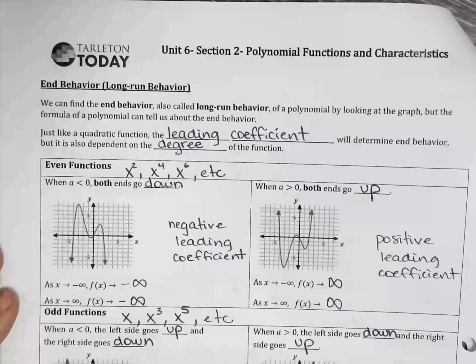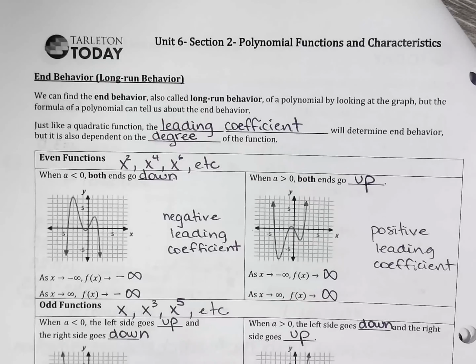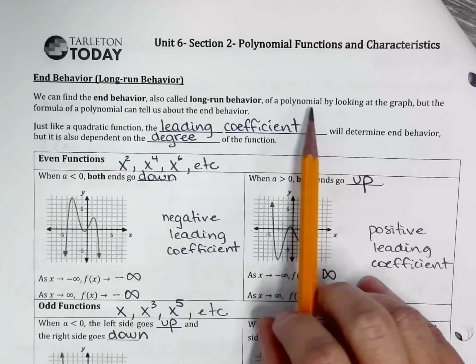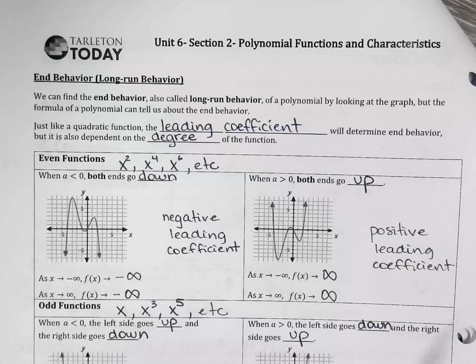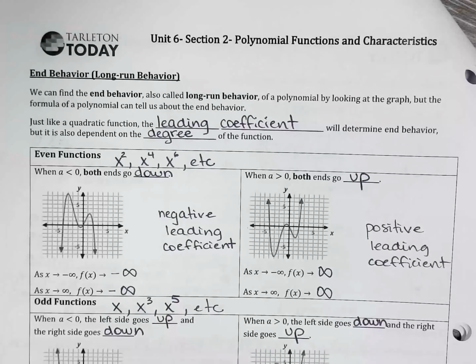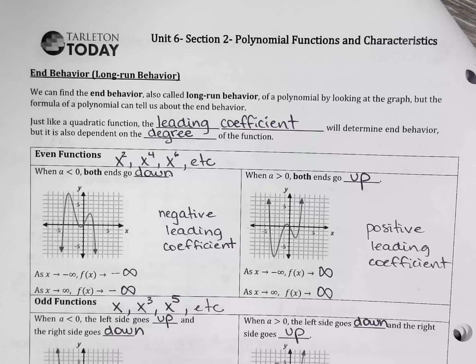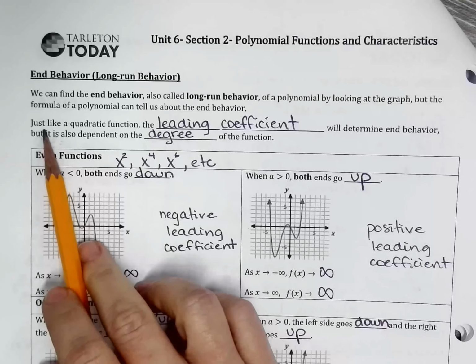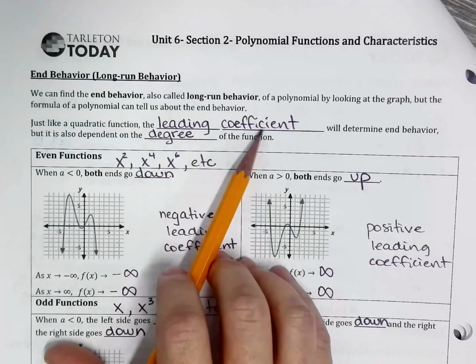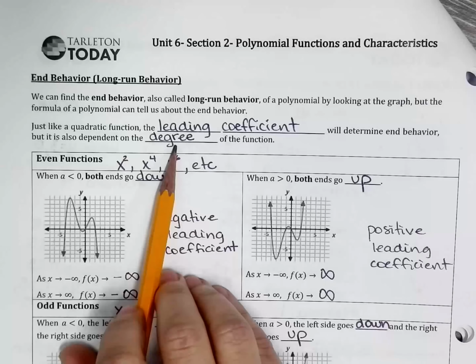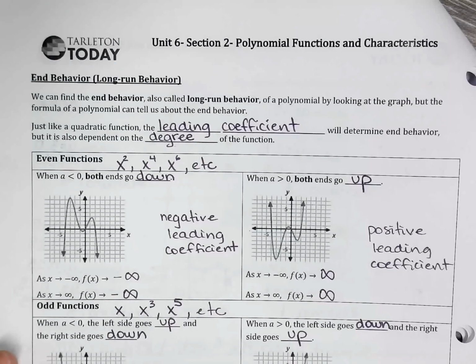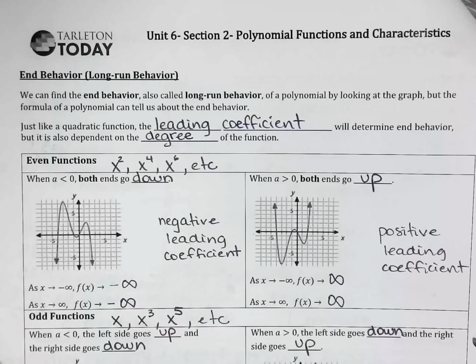Okay, end behavior. So we talked a little bit about the end behavior of a polynomial by looking at the graph, but the formula of a polynomial can tell us all about the end behavior, and it can actually predict it, and you can go back and forth between the function and how to graph it. So we need to pay attention to the leading coefficient, which will determine the end behavior, and also the degree of that polynomial. Here is what we need to know.